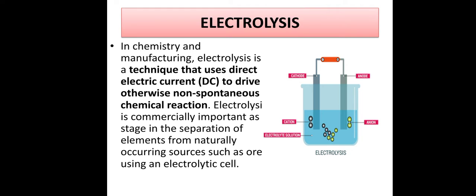During electrolysis, the electrolyte as solution or in molten state is taken in a container and two good conducting metallic or graphite plates are partially dipped into the electrolytic solution. Generally, this container is called voltameter and these dipped plates are called electrodes.